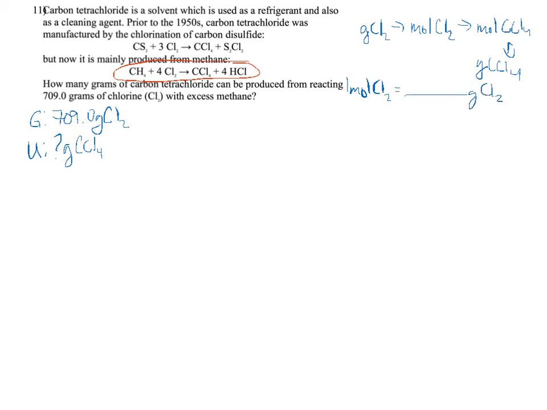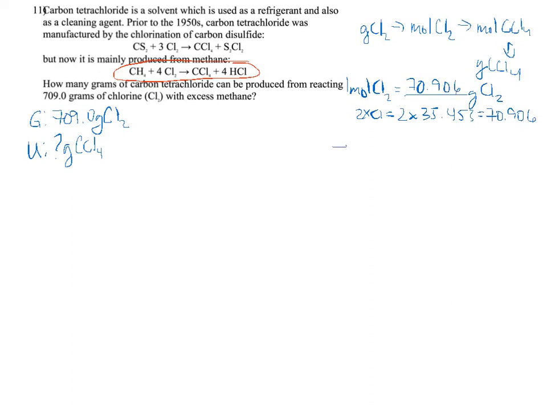Remember, chlorine's a diatomic, so when it's in its elemental state, we actually have 2 chlorines, so that's 2 times 35.453. So 2 times 35.453 is 70.906. Remember to put that in your blank because that's your molar mass. So there's your first equivalent statement.